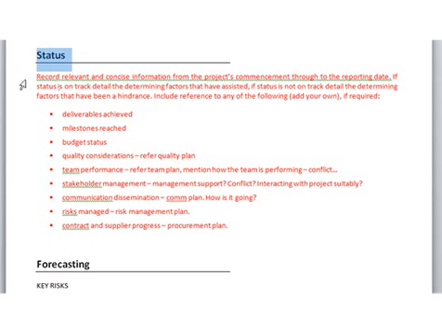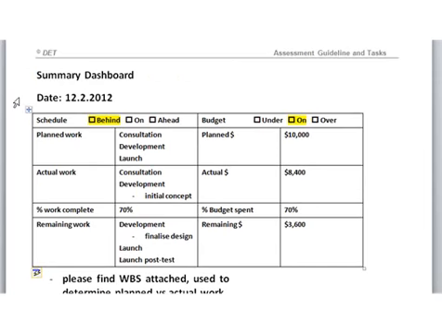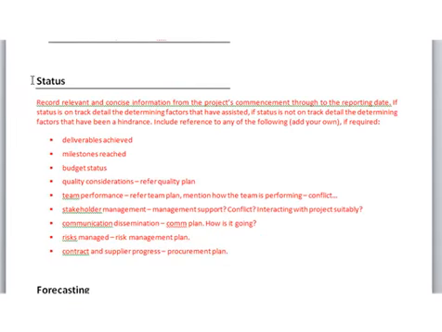So I'm just going to read this to you. It says, record relevant and concise information from the project's commencement through to the reporting date. So the reporting date, I'll just scroll up, is this date here. Go back down here in status. If status is on track, detail the determining factors that have assisted. Now this is really important because we actually mark you on whether you've listed why things are going the way they are. So it's not enough just to say our status is this, our status is that. You need to say why. What's helped, for example, in keeping your budget on track.